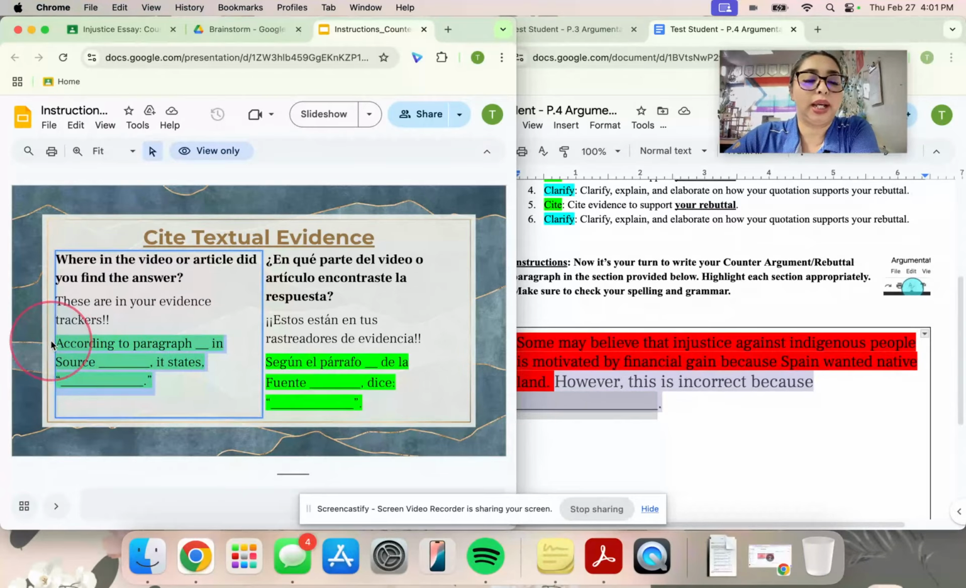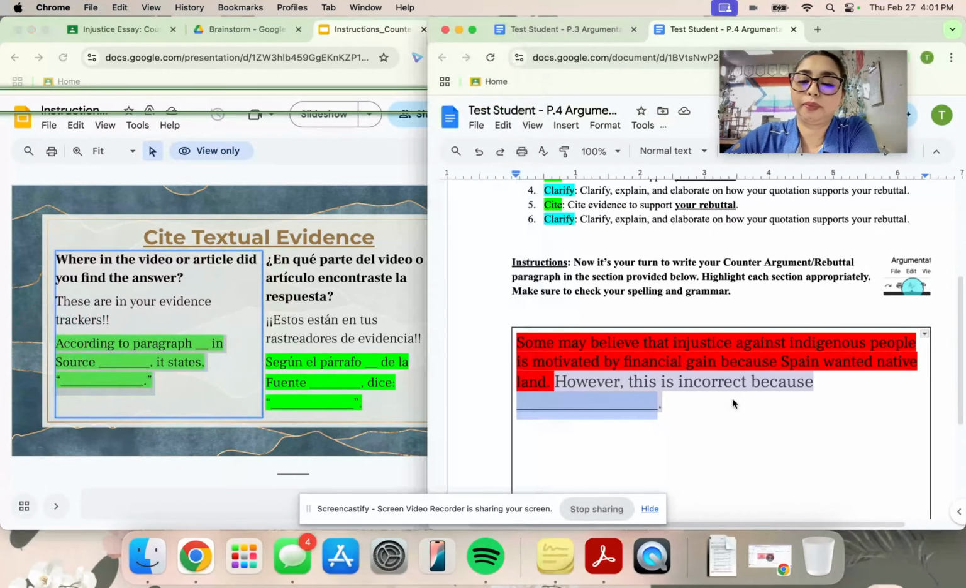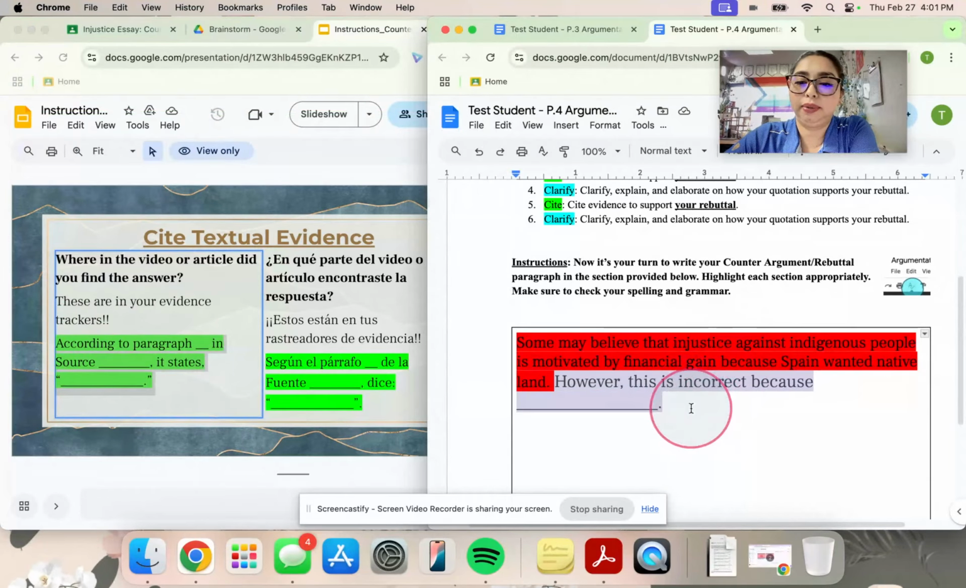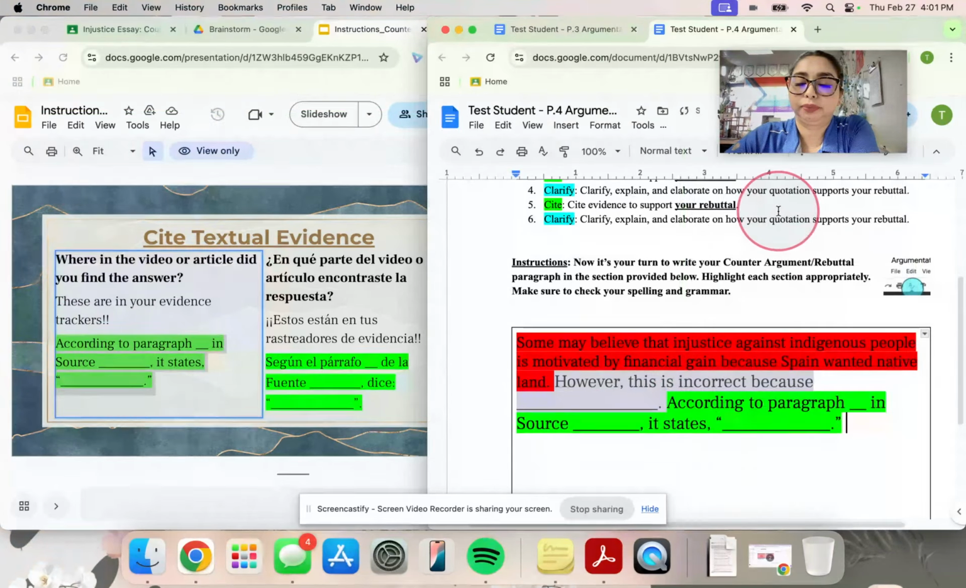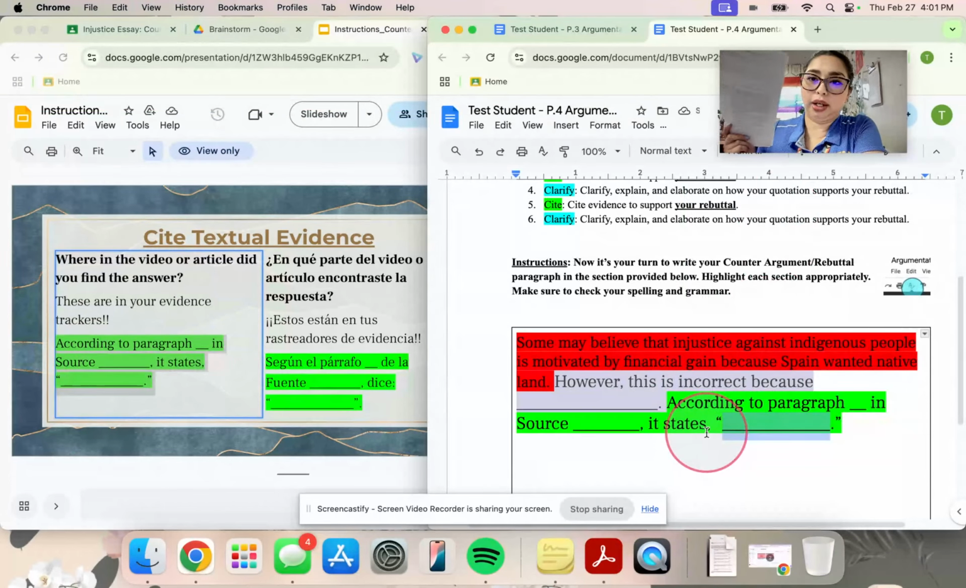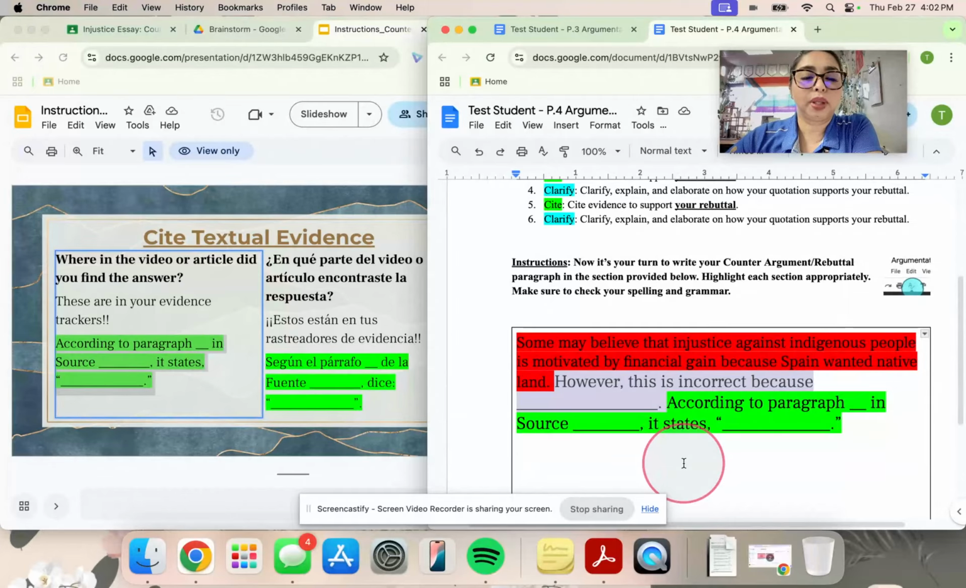So I'm going to go ahead and highlight and place that here. According to paragraph blank and source blank, it states blank. So again, we're looking at our evidence tracker. That's where we're finding our information. You're going to go ahead and write down your quote there, making sure that you cite it. Don't forget to leave the quotation marks because we need that if we're quoting. Okay, so go ahead and pause. Go cite your textual evidence right now.